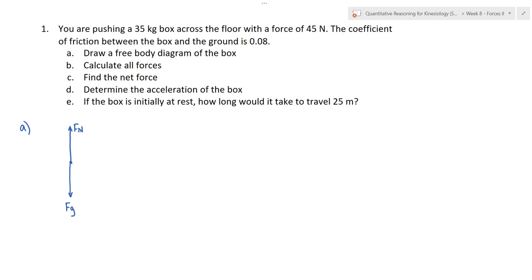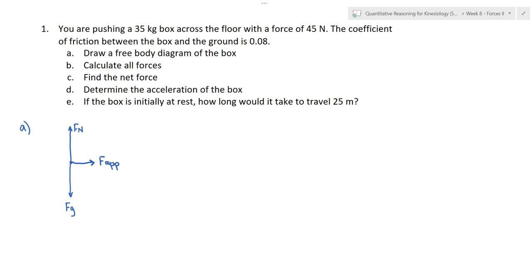It says you're pushing the box across the floor with a force of 45 newtons. So there's an applied force there. You pushing the box means that there's an applied force. Let's say that you're pushing the box to the right. Then that means that the applied force would be pointing to the right. It doesn't tell us which way it's pointing, so we're just going to make an assumption. It doesn't matter which way we choose, left or right.